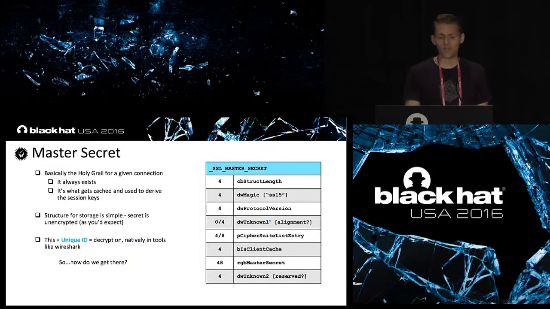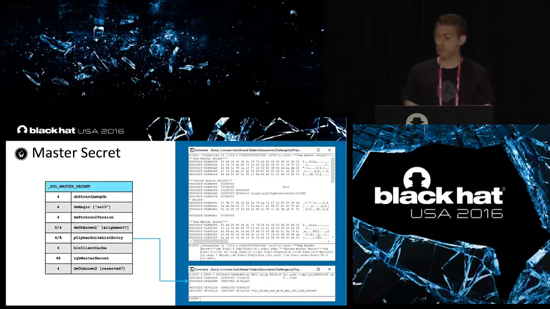But what we really want is a unique ID. So what does that look like in memory? That looks like this, that same structure I just showed you there, but then parsed out with WinDbg. And then you can see that there's a pointer also to the cipher suite version, because we need to know if we're resuming how we're going to take that master key and then knit those into session keys.